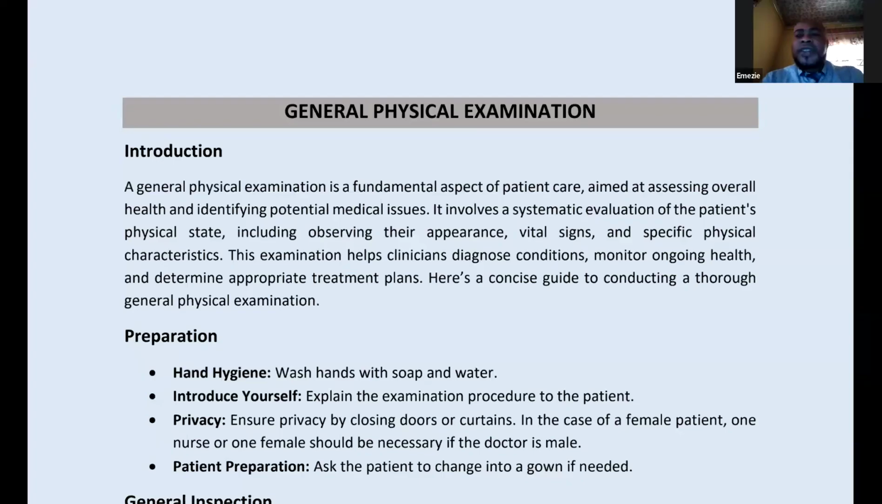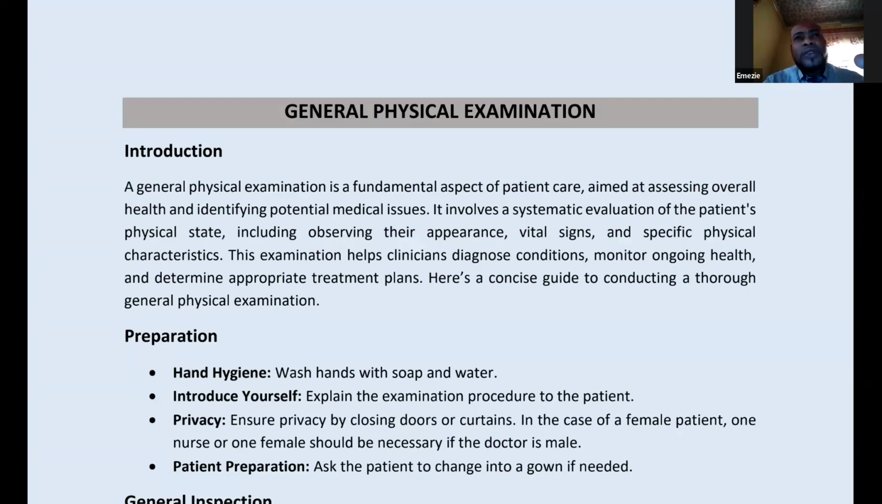So we have general physical examination, which is the one we'll be talking about today. After general physical examination, that is how we always like to approach it, in that sequence. The first one to do is general physical examination. The second one is cardiovascular examination. In the cardiovascular examination, we want to examine the heart to see if we can pick up any pathology related to the heart.